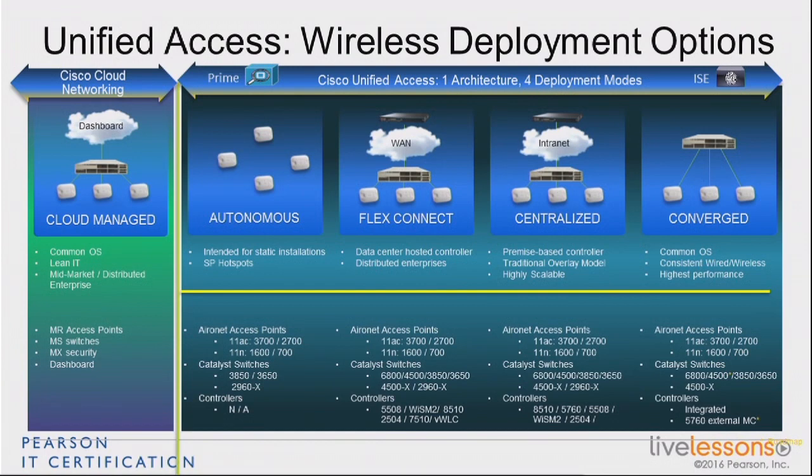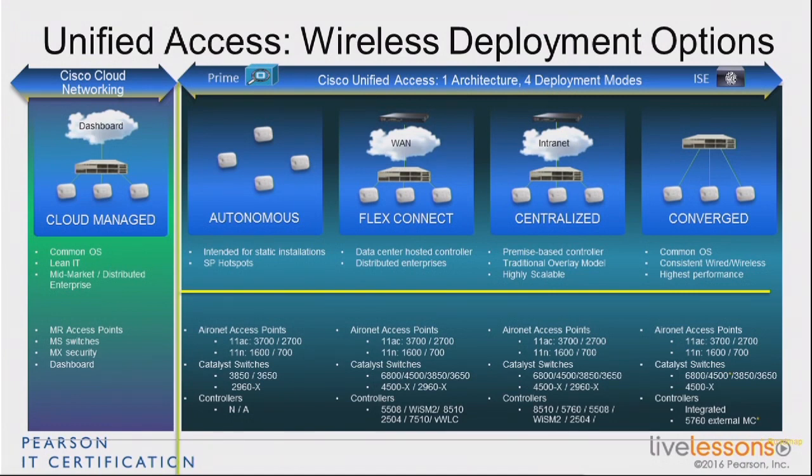One of them, of course, the simplest is autonomous, where you don't have any controller. Then if you add controllers, they can be centralized or they can be converged by bringing the controller function inside the switch to which the access point connects. Then if you use this centralized model, maybe all the access point traffic and the client traffic is going to go through the controller, or maybe you are going to decide that the data plane needs to be split from the control plane, and the data plane may in some cases be local to the access points. And that's the FlexConnect model.